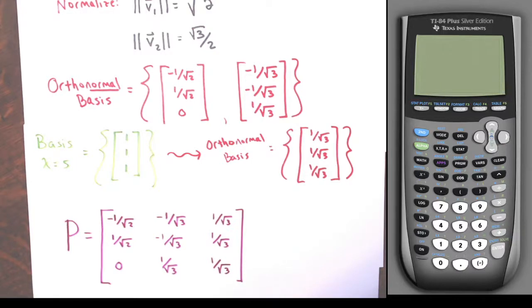Okay, and yeah, this should be good. This is an orthonormal set of vectors here. You can take the dot product of any pair of them. Take the dot product of these two, and you get 0. Take the dot product of the first and the third, you get 0. Take the dot product of the second and the third, you get 0.